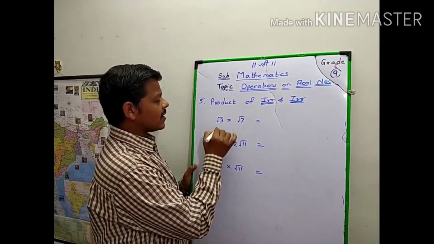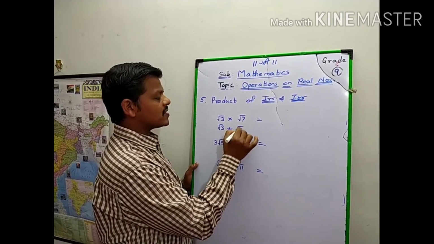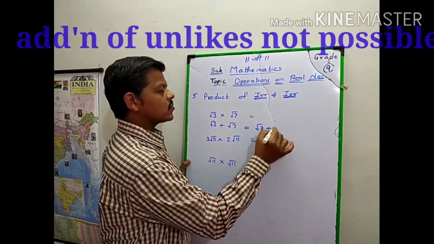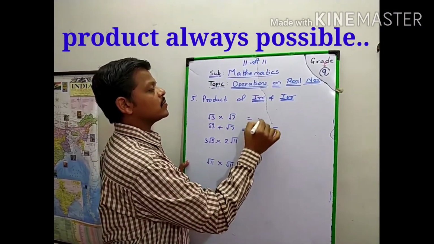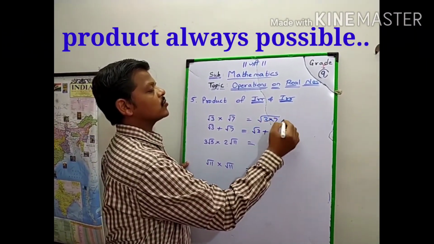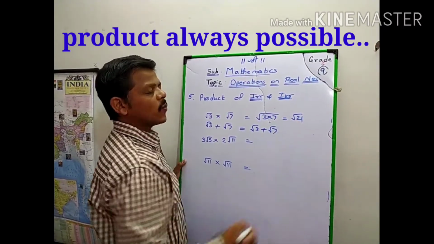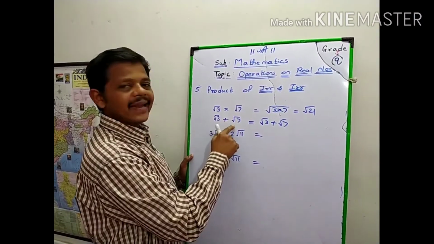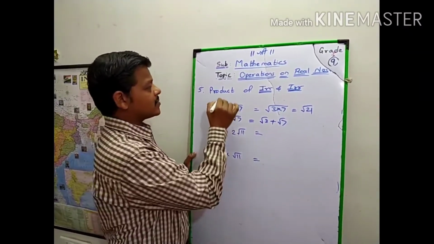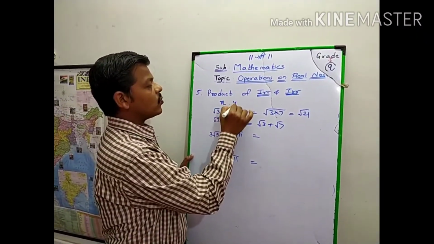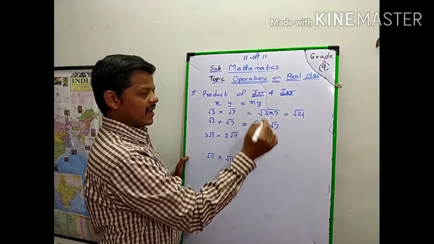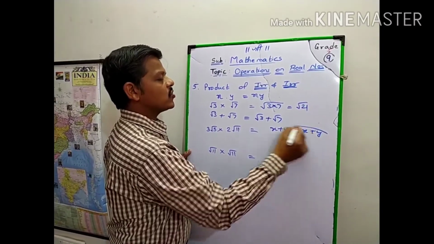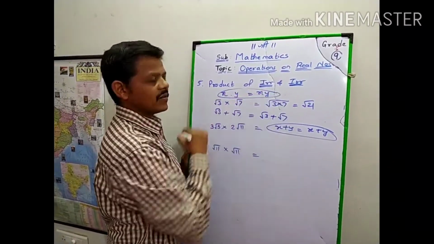Root 3 plus root 7, we didn't have an answer, it remained root 3 plus root 7, but root 3 into root 7 becomes root of 3 into 7, that is root of 21. Correct? So these get multiplied but cannot get added, just as it was in algebraic terms. x into y gave us xy, but x plus y used to remain x plus y. So remember these things, okay? We already know all these things.